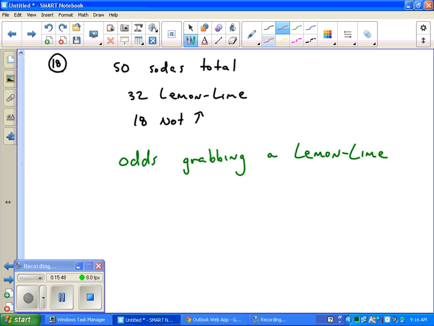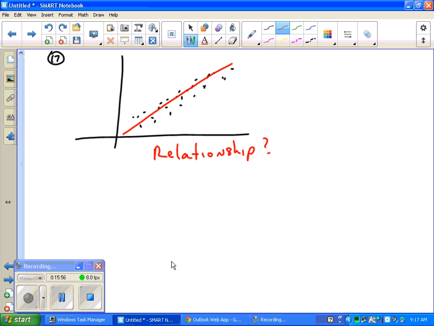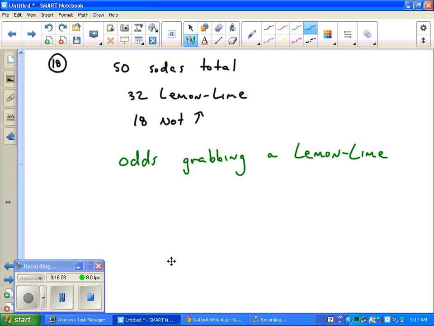Says there's 50 sodas total, 32 lemon lime and 18 non-lemon lime. Let's look back at number 17. It is a positive slope, but it's linear. The relationship is linear. That's the only option that fits for that one, but it is relatively in a straight line. 50 sodas total, 32 lemon lime, 18 not lemon lime.